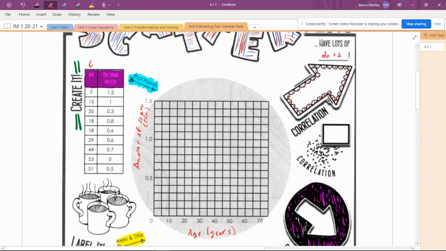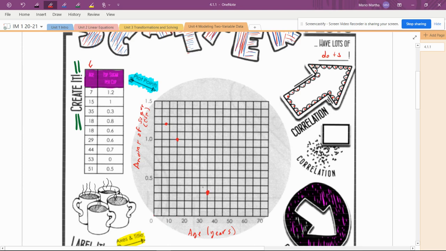Okay. So now our first point is going to be 7 comma 1.2. So we go first again, we start off at 0, we go to the x, and then we go up to 1.2, which would be about right there. So that's going to be our first dot right there. And then 15.1. So let's look at 15.1, it's right there. And then 35, 0.3. 35, 0.3 would be right here.